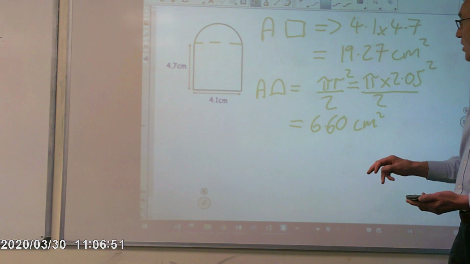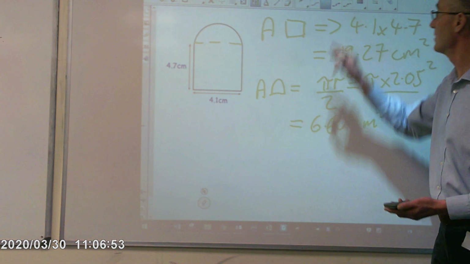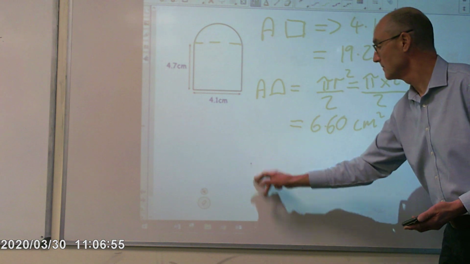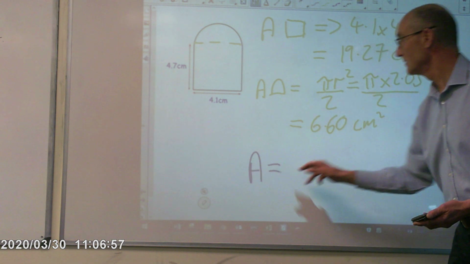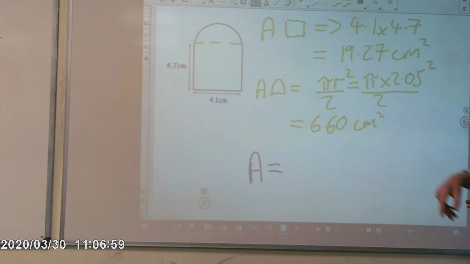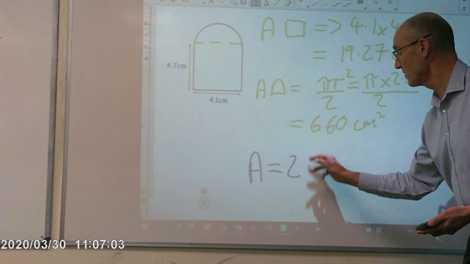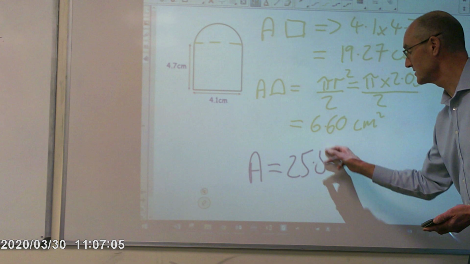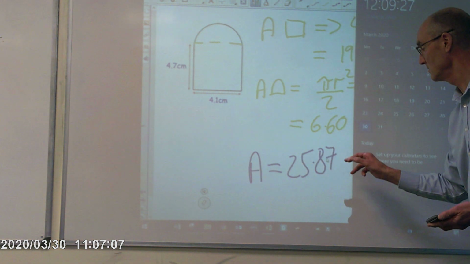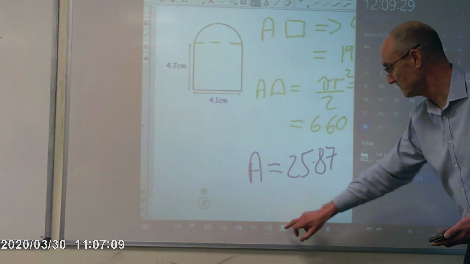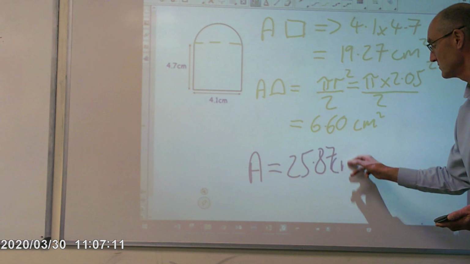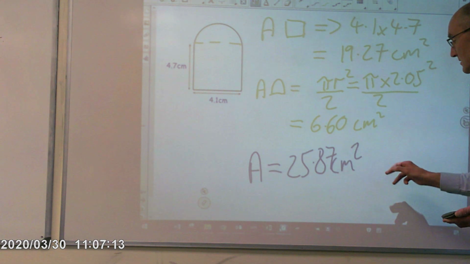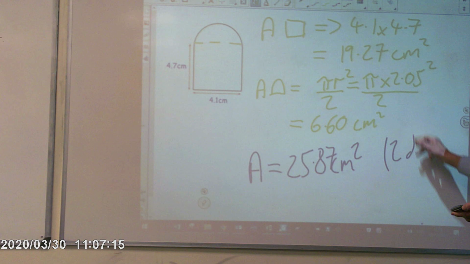So for the whole area, 19.27 added to 6.60 gives me 25.87. 25.87 centimetres squared, and that's to 2 decimal places.